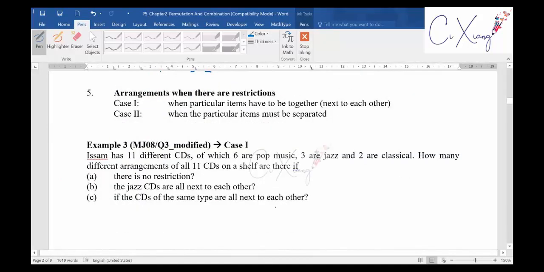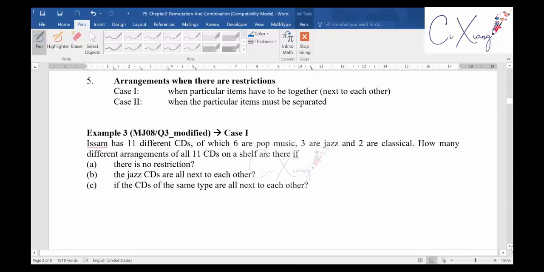Sometimes in the question, they will give you some restrictions. To see the restrictions, there are two cases. I separate into two cases here. The first one is when some items have to be together or next to each other. This is the keyword. And for case number 2, the items must be separated.